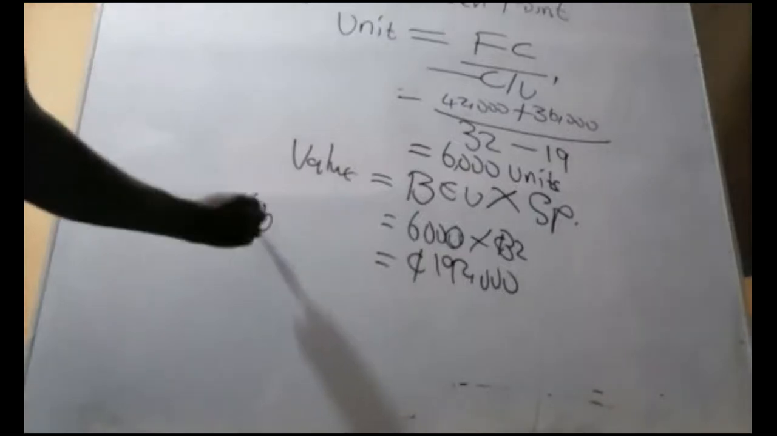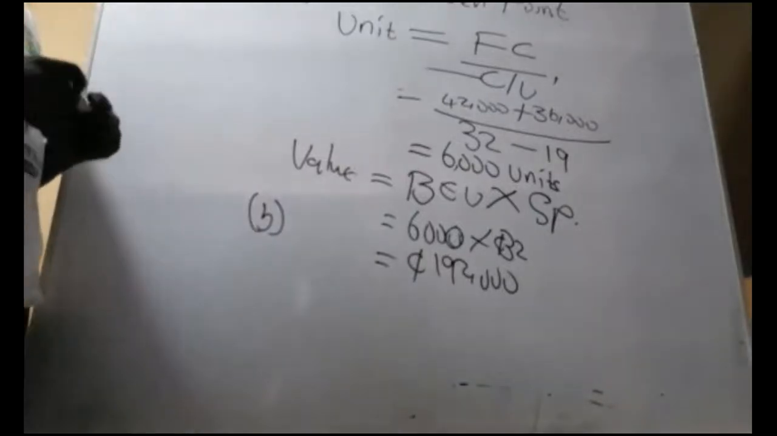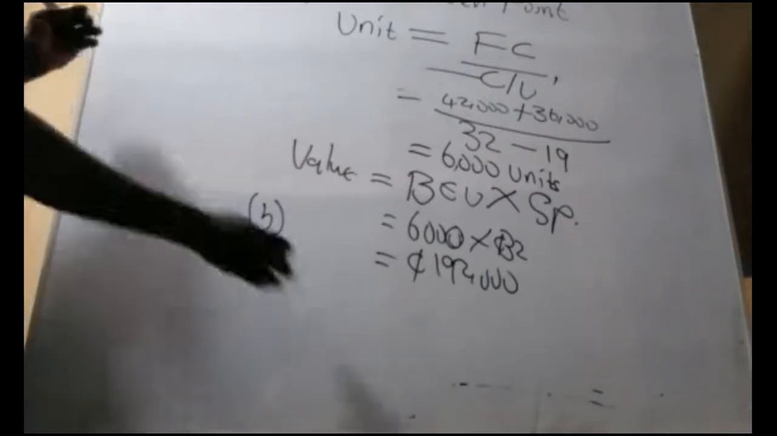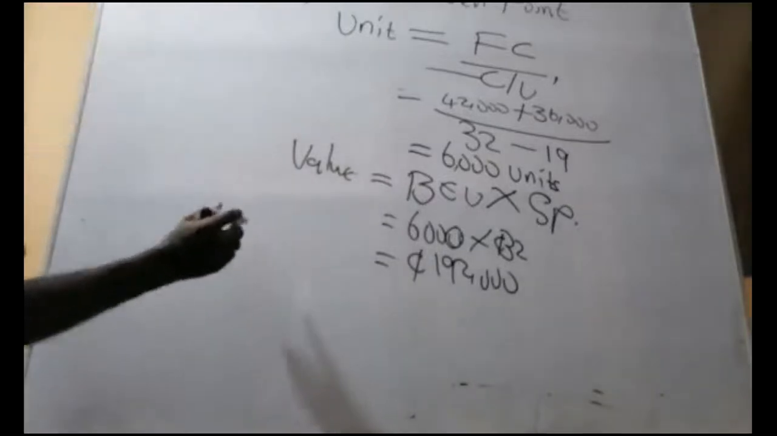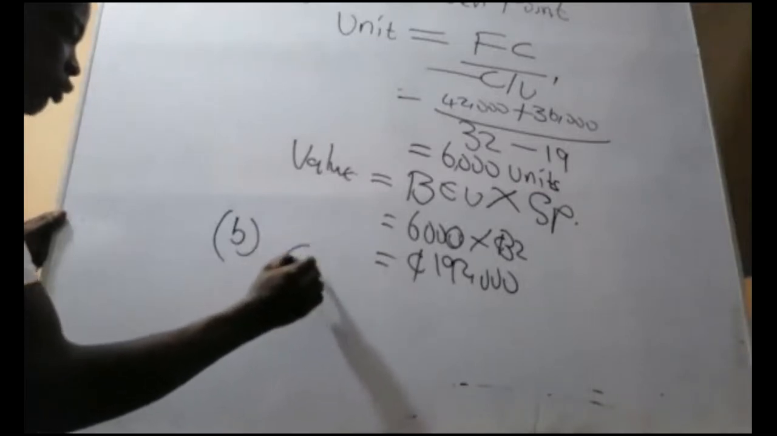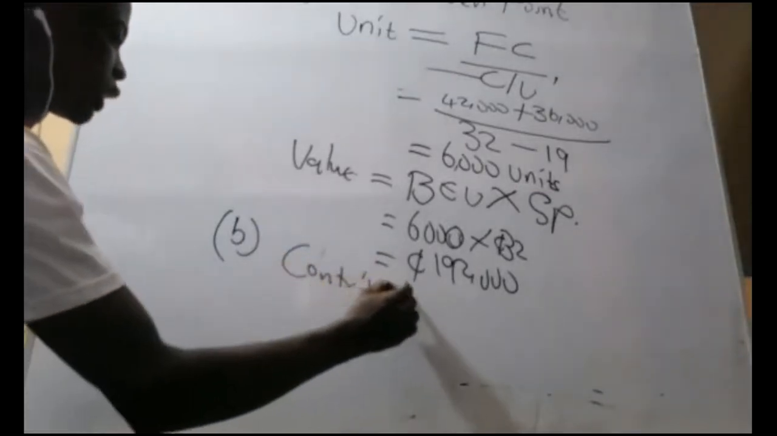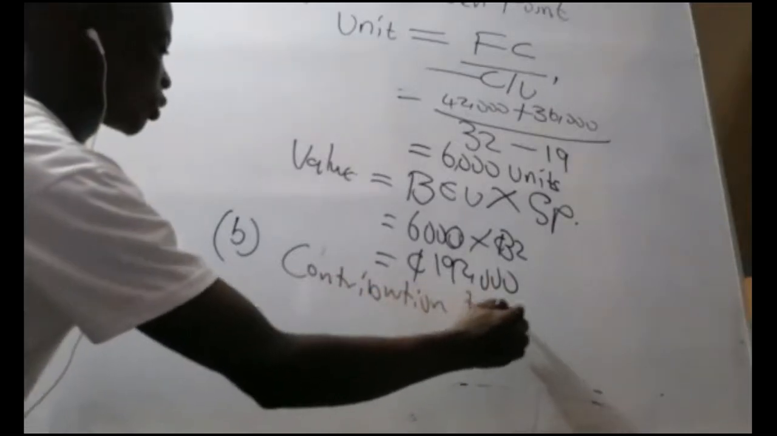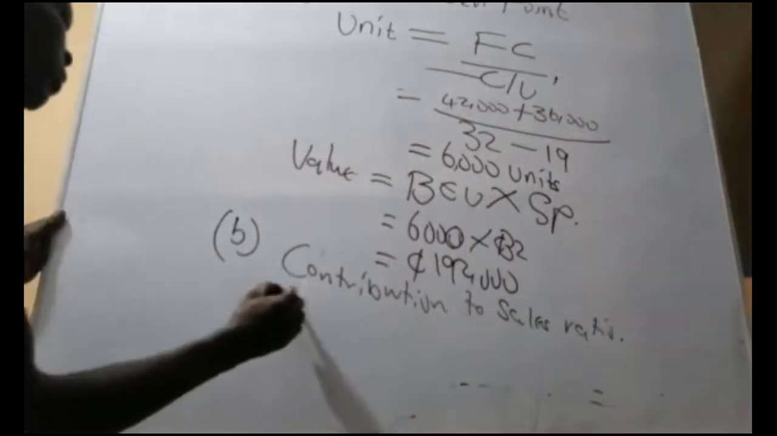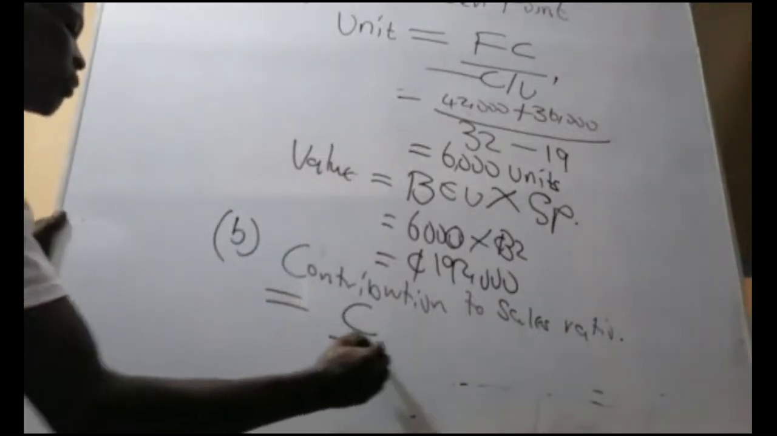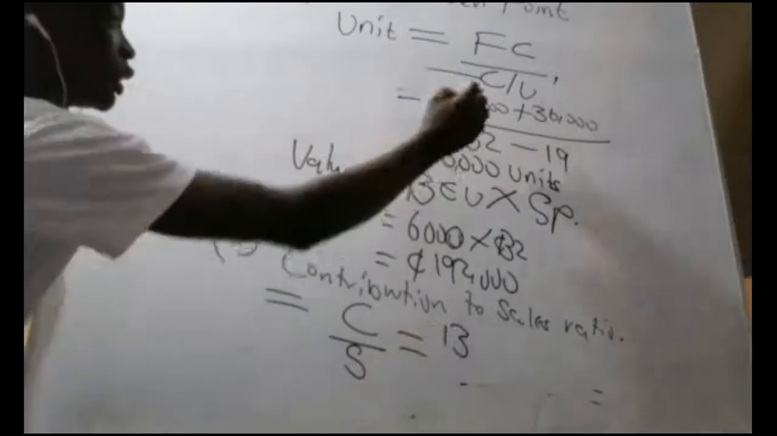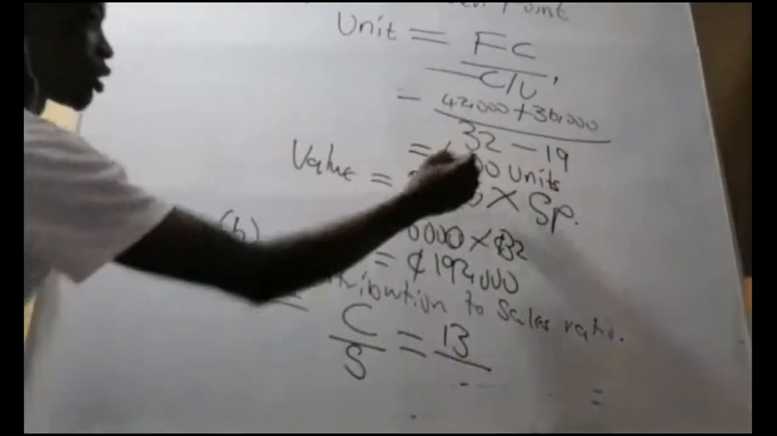So, B. Let me do it now. B will be the CS ratio. There's no shortcut. Let me write it in full. Contribution to sales ratio. It's nothing but the contribution divided by sales. You are done. Which is equal to contribution of 13, this minus this, divided by sales of 32.